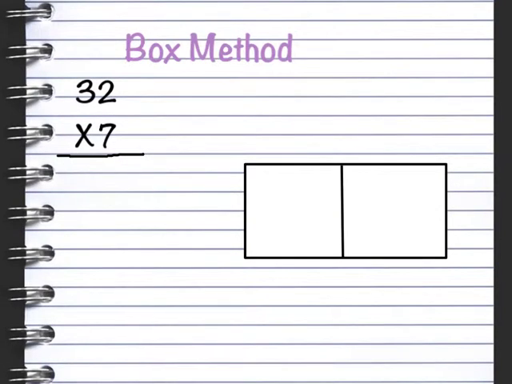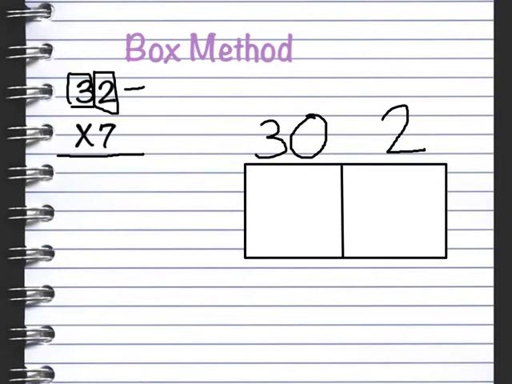Okay, your last method is the box method, and this time you are going to look at the numbers on the top, and I made 2 boxes because I have 2 numbers. I have a 3 and a 2, but this time you're going to use their correct place value. So the 2 is in the ones place, so I'm going to place that over here, and the 3 is in the tens place, so I have 3 tens. So I have to put a 0 next to it because that is truly the number 30. I only have 7 ones here, so I'm going to place that on the side.